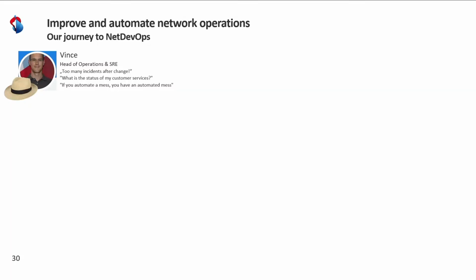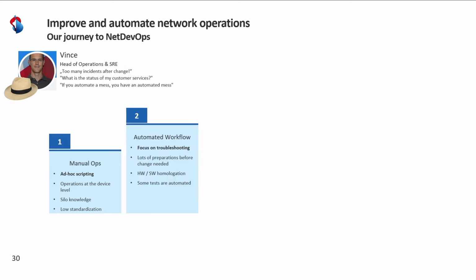So he thinks that yes, automation is key. We have to automate, but if you do automate a mess, you will have an automated mess. So you have to clean up things first. So Vince came up with his journey for operations. We are now in a more or less manual operations where we do, say, ad hoc scripting, operations on a per device basis, on a per team basis especially. So we have silo knowledge and low standardization. Every team develops their tools by themselves, and they look completely different and don't interoperate.